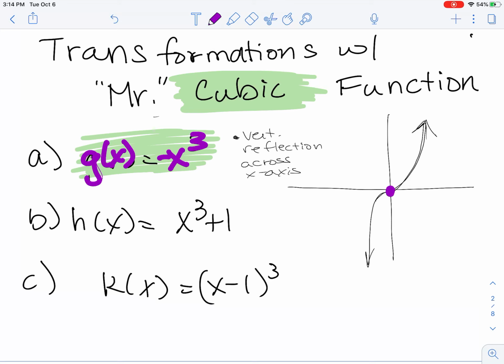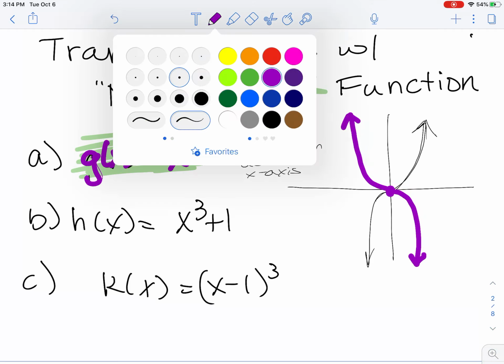So that means our vertex is going to be the same, but instead of going up and to the right, it's going to go down and to the right. Instead of going down and to the left, it's going to go up and to the left. So that's our negative x cubed.